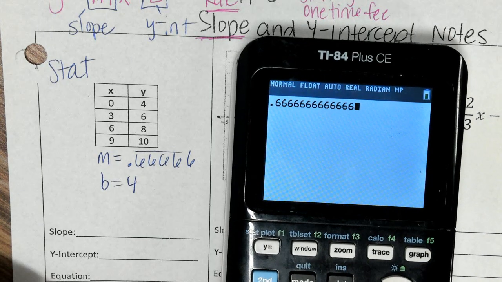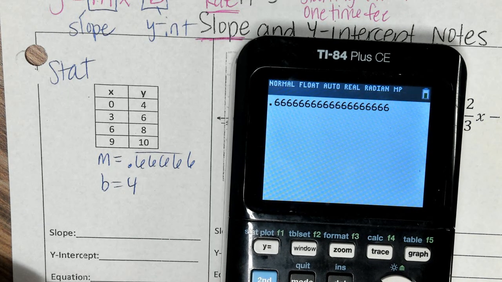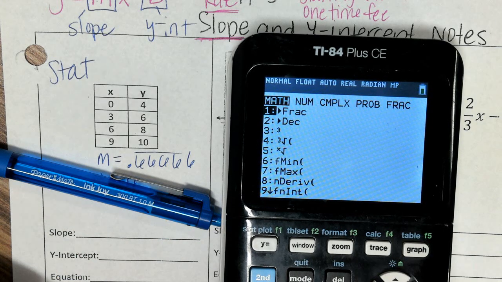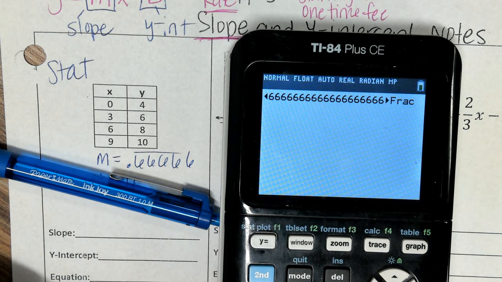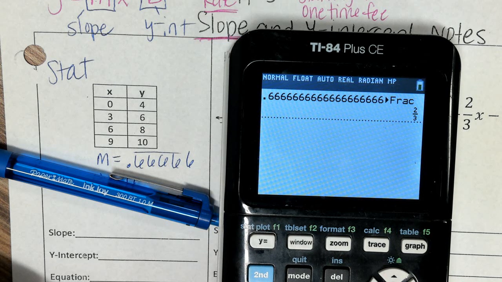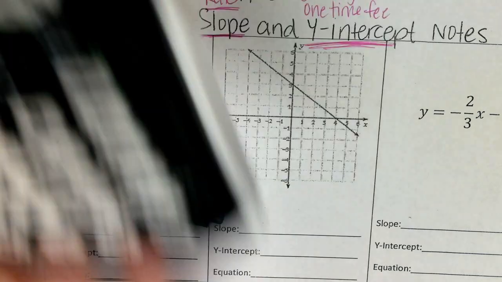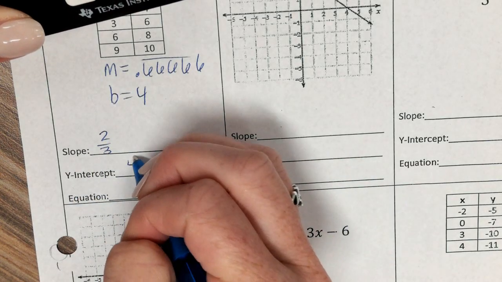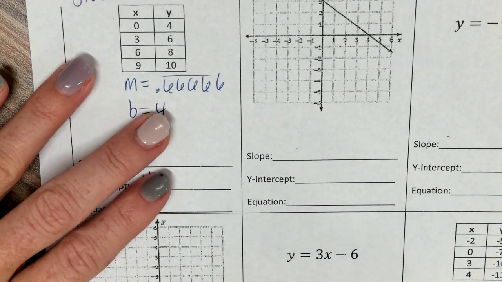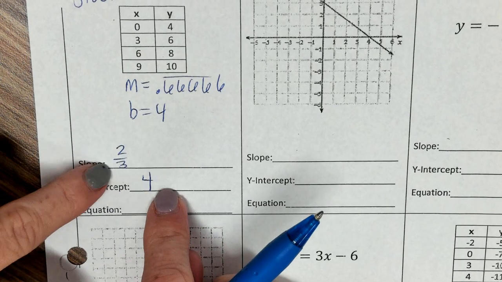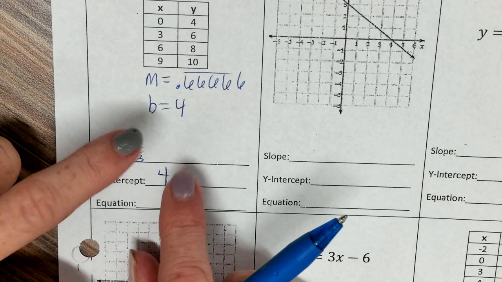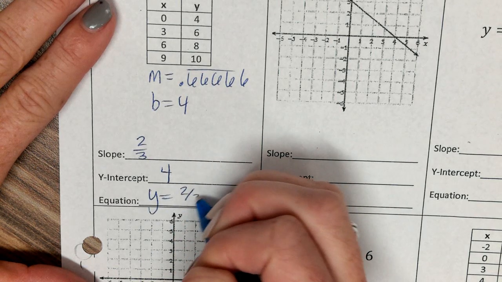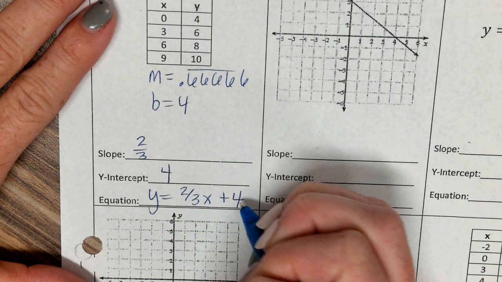Then I'm going to go to my home screen and I'm going to type in this repeating just about as many times as you can across the first line. And then what am I going to hit? Math, fraction, enter. So what is the slope? 2/3. What is the y-intercept? 4. Can I now write this as an equation in y equals mx plus b form? Y equals 2/3 x plus 4.